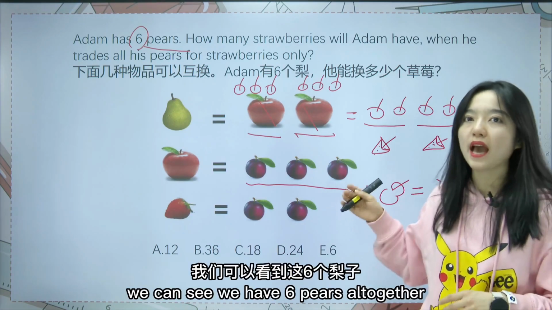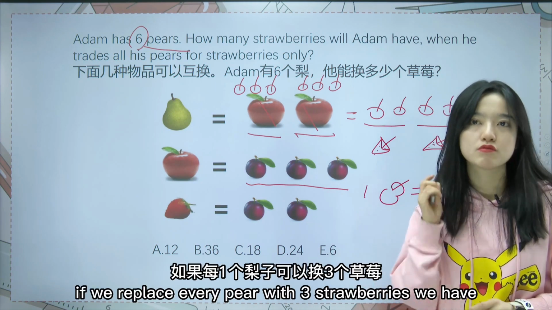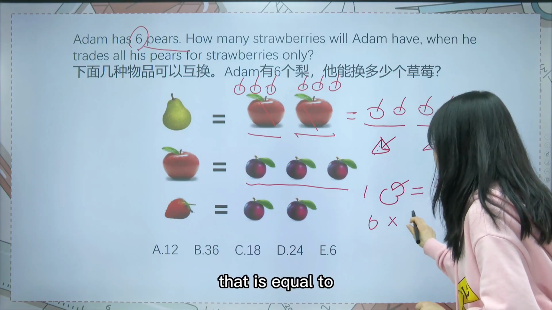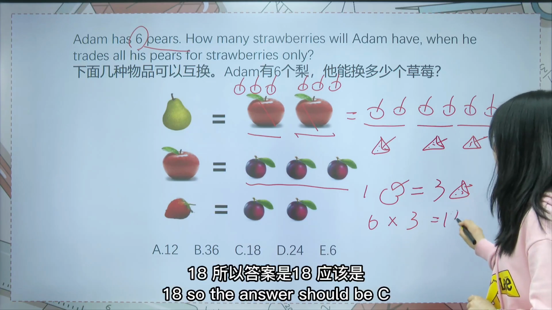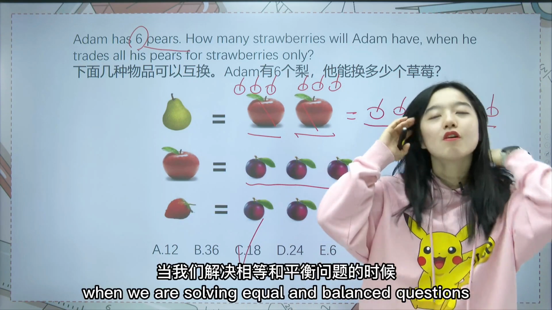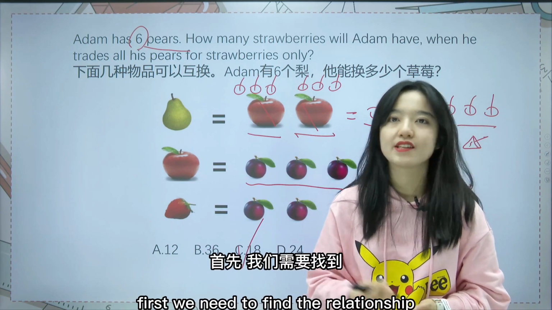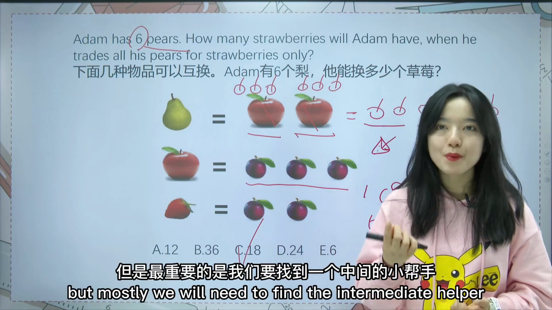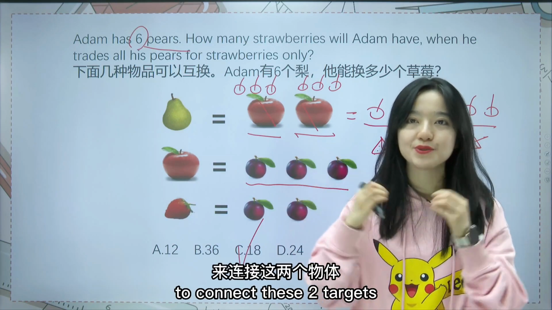So we can see we have 6 pears altogether. If we replace every pear with 3 strawberries, we have 6 threes added together. That is equal to 6 times 3 equals 18. So the answer should be C. When we are solving equal and balanced questions, first we need to find the relationship between our 2 targets, but mostly we will need to find an intermediate helper to connect these 2 targets.